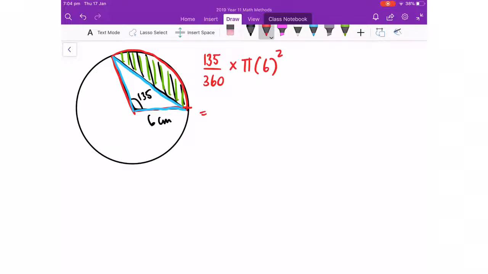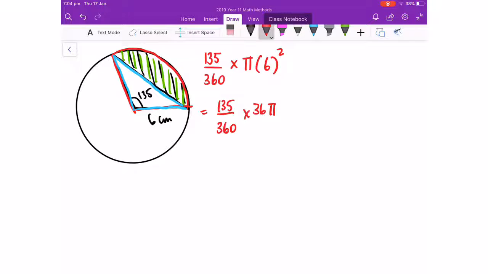I'm going to simplify this down now. So I've got 135 divided by 360 times 36 pi. I'm going to cancel this out. It's going to become 1. This can go into it 10 times. So I'm going to now see that this 10 and this 135 can actually be divided by 5. So that would simplify to be 27 over 2 pi. And because I can't break it down any further, I'm just going to leave it for now.